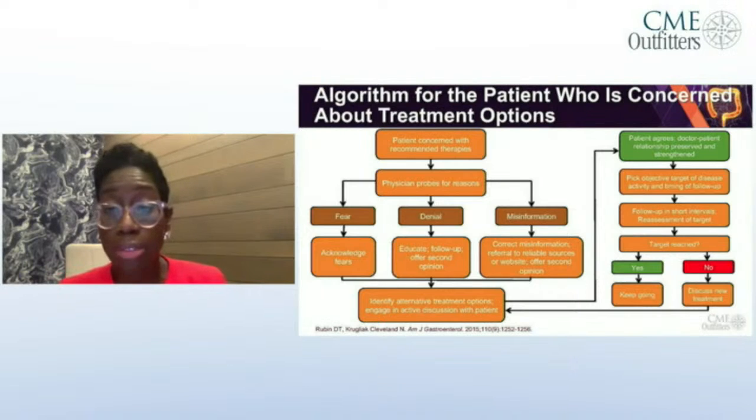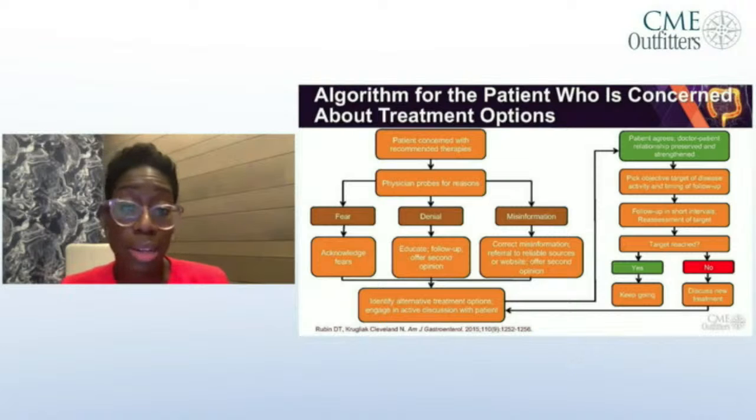You want to pick an objective target of disease activity and timing of follow-up. You want to follow up in short intervals with frequent reassessment of the target. And then you want to assess, is the target reached? If yes, great, keep on going. If no, you want to go back to the left side of this algorithm at the bottom, continue discussing alternative options, and really engage in a shared decision-making conversation with your patient.